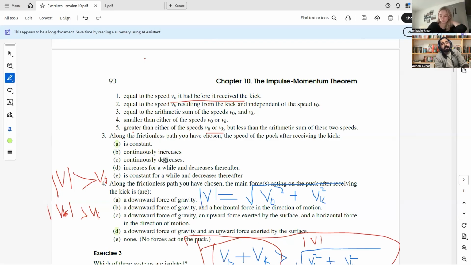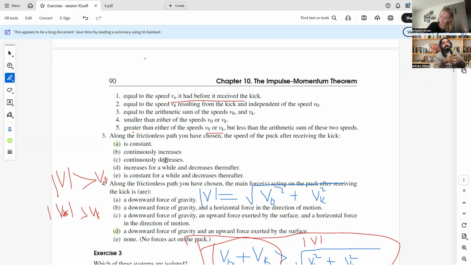Why is it A? Because here we are not applying any external force other than just a kick. Here the system has negligible friction because we are talking about the puck moving on a frictionless surface. So energy is not dissipated. The energy it has, it moves with constant speed. It is not dissipated, so its speed will be constant.